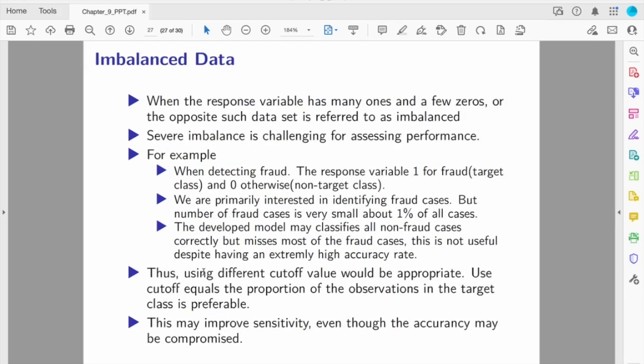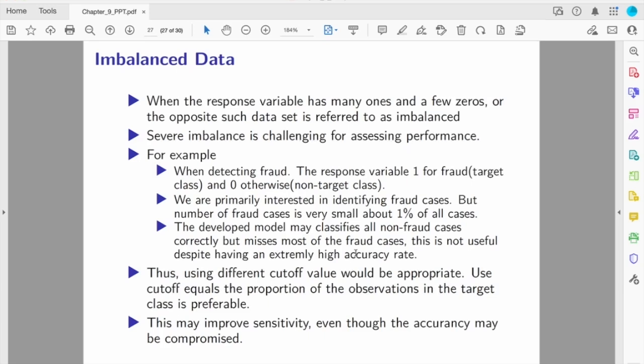The last thing we're going to talk about is that sometimes we have imbalanced data. Sometimes you have so many ones and a few zeros, or the opposite way around. This is referred to as having imbalanced data. Severe imbalance is challenging for assessing performance. And this is a good example: when detecting fraud, the response variable is 1 for fraud, which is my target class, and 0 otherwise, the non-target class. And we here care about identifying fraud cases. But the number of fraud cases normally is very small. It's about 1% of all of the cases.